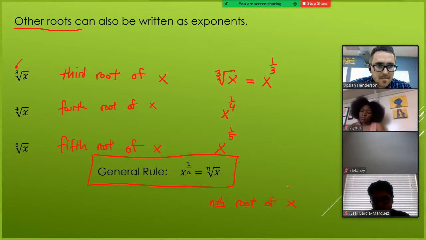Okay. I'll wait a few moments. Looks like people are still copying or writing.